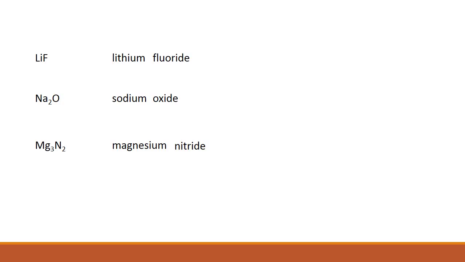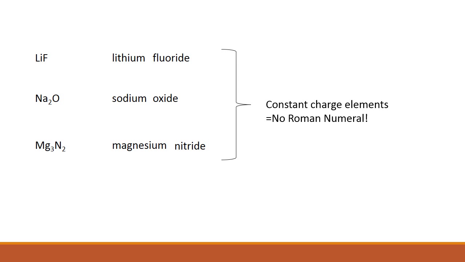Just remember, you only need to use Roman numerals when you're dealing with variable charge elements. You don't need to use them for constant charge elements, as we saw in our first three examples. You didn't need to call LiF lithium(I) fluoride because lithium's in group 1A. It's usually plus 1, just like sodium in sodium oxide. Magnesium's an alkaline earth metal. It's usually plus 2, so there's no need to say magnesium(II) nitride. The Roman numerals just clutter up the name in those cases.